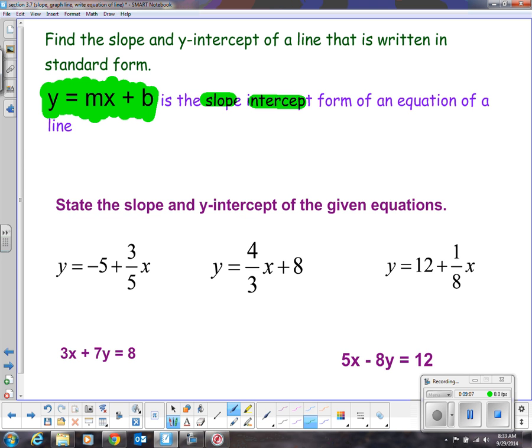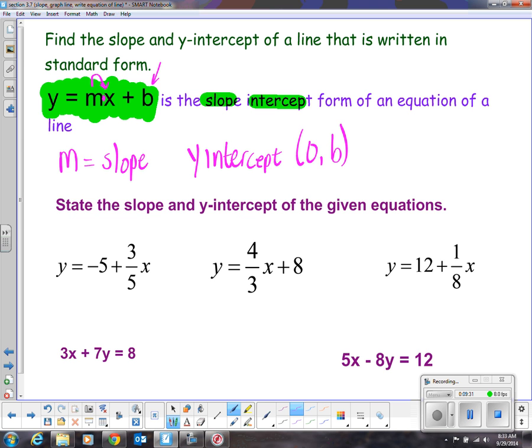So you need to be aware that your slope is always going to be the coefficient, or number, that is being multiplied by x. Your y-intercept is always going to be b, but I want it in ordered pair form. So it will be (0, b). This is the point where the graph, if you're doing this on notebook paper right now, crosses the y-axis.